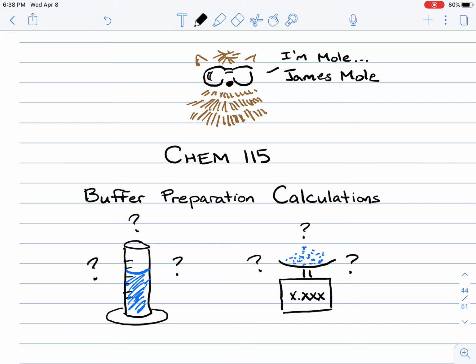In this video, we will take a look at how to prepare buffers by determining how much volume or how much mass of a specific substance should be added to a solution. Now, these substances that we're adding to the solution can either be a strong acid or a strong base or a conjugate acid or a conjugate base. And what's going to drive us to add one substance over another really depends on the composition of the solution that we have, so that we can transform our current solution into a buffer.